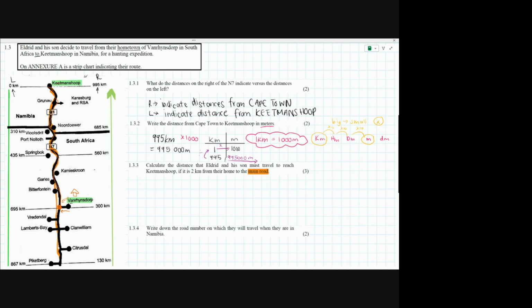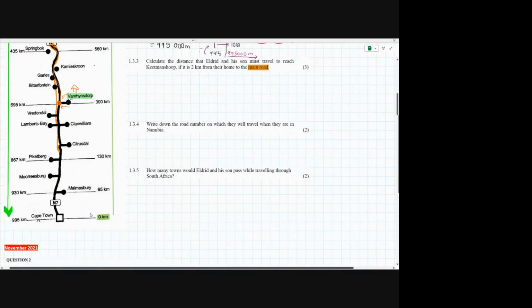Now remember, the distances along the right-hand side are telling us how far we've traveled from Cape Town, and the distances along the left-hand side are telling us how far we've traveled from Keetmanshoop. We always need to be very, very careful in making sure that we're working with the correct distances, the correct values. Another thing we need to be careful of is that the lines match up on the left and right-hand side.